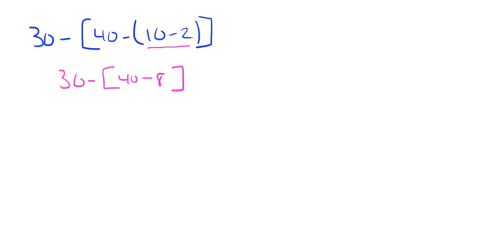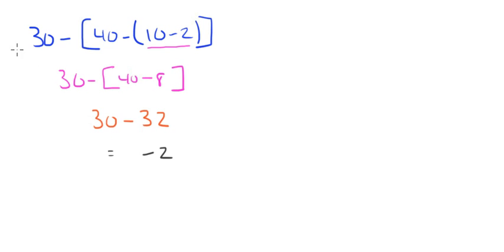Okay, my next step is I got to do the brackets, right? So I'm going to have 30 minus, and then 40 minus 8 gives me 32, right? And then for my final, I have 30 minus 32, which is going to be minus 2. You see how we did that? Everybody have any problems with that? We're good, right?